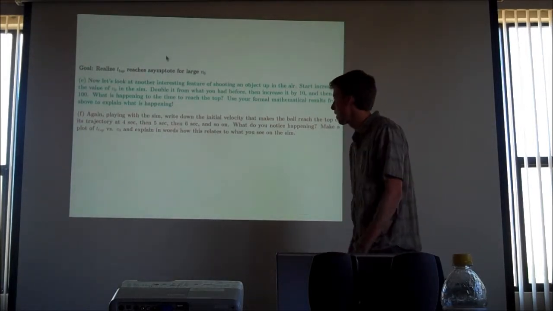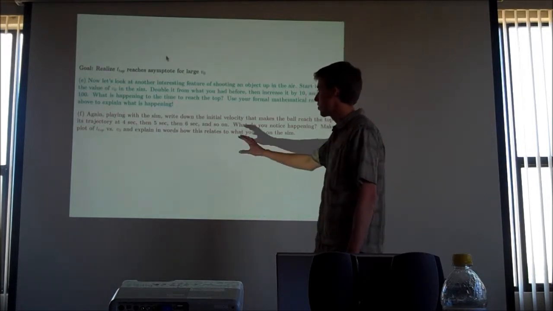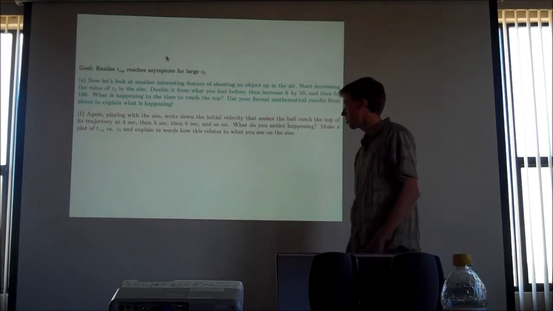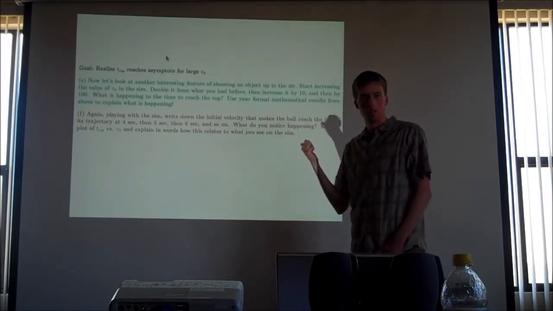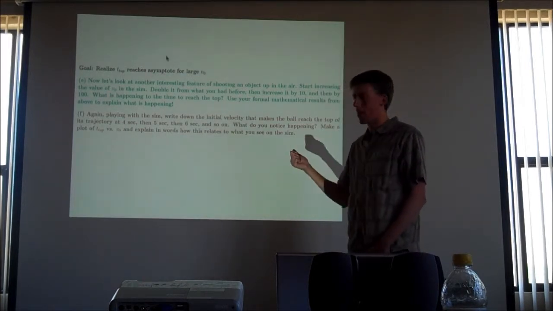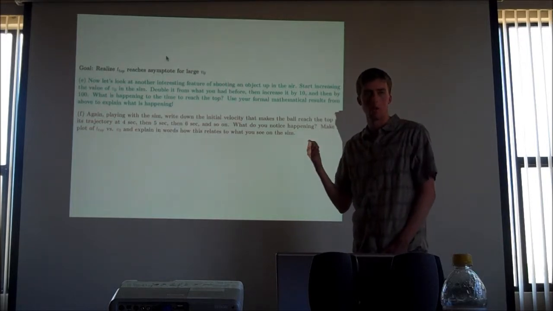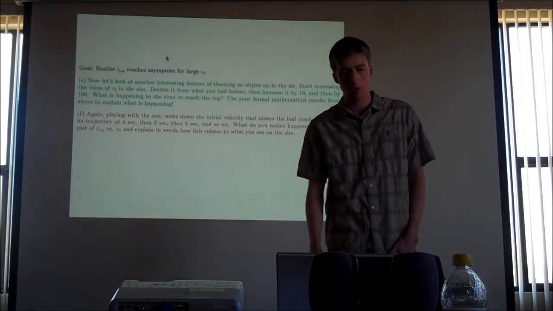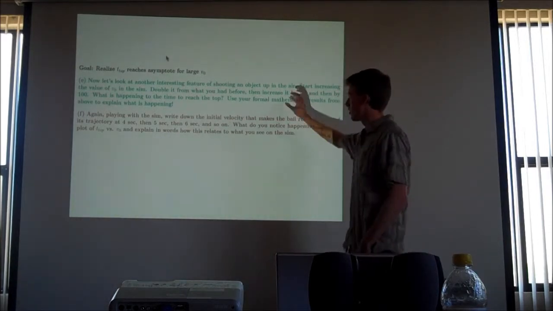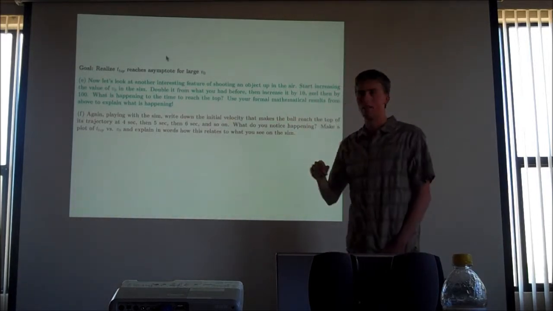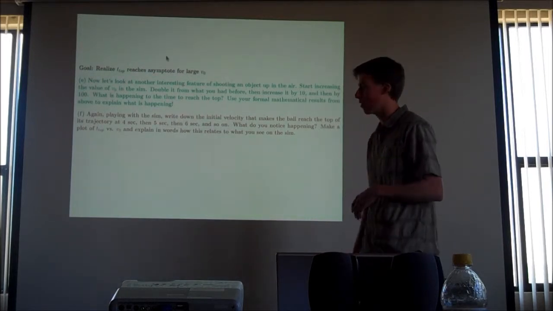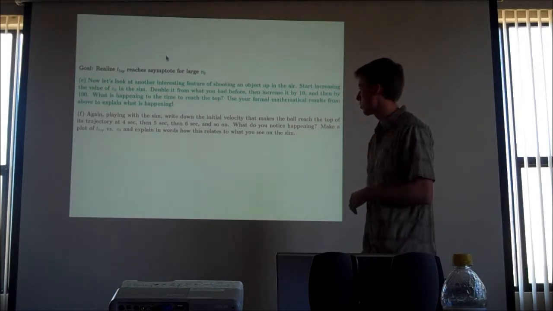What's happening? And so I changed this question this semester to say, playing with the sim, write down the initial velocity that makes the ball reach the top at 4 seconds, then 5 seconds, then 6 seconds, and so on. The reason I chose to rewrite it this way was because I felt like this question was just too guided. We're telling them exactly what to do, like, plug in this value and then increase it and notice what's happening.